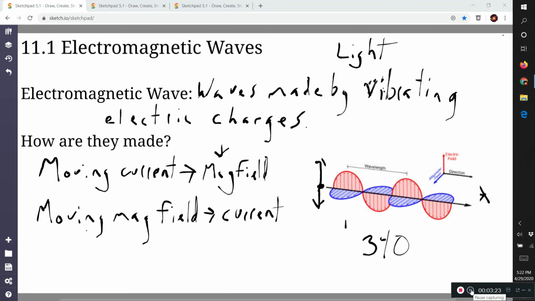So I went and found that drawing, and as you can see, the red represents the electric field and the blue represents the magnetic field. So as the electric field changes, the magnetic field also changes, and they change together, and that's why they're called electromagnetic waves. You can't have one without the other, and causing one causes the other.